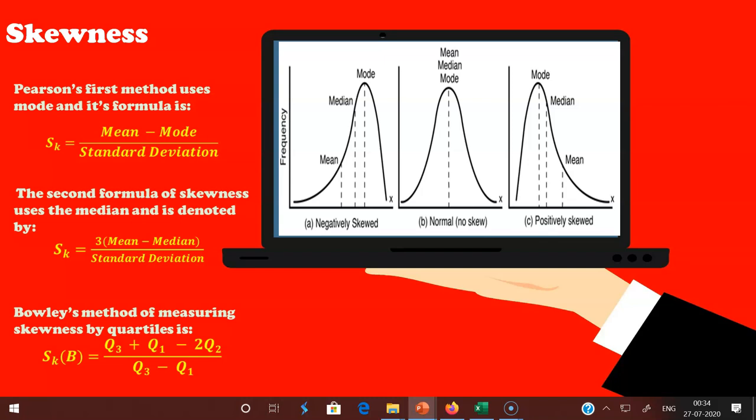The skewness of distributions can be of two types, which gives birth to two types of curves. One is called positive skew, the other is called negative skew. So in this diagram, it focuses on three things.